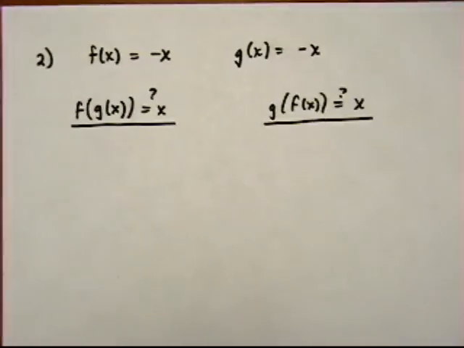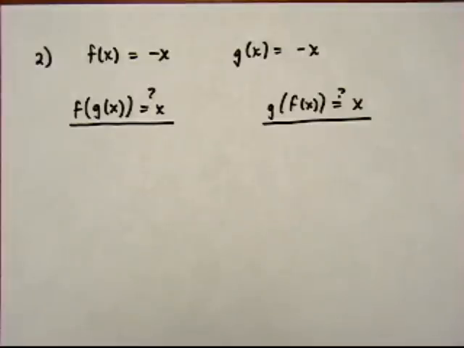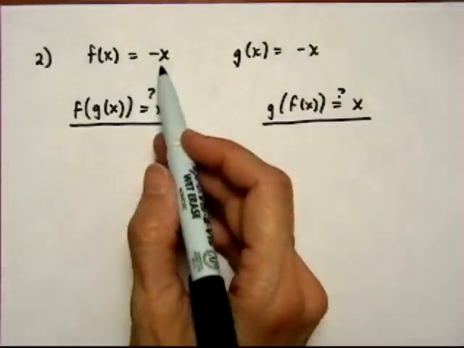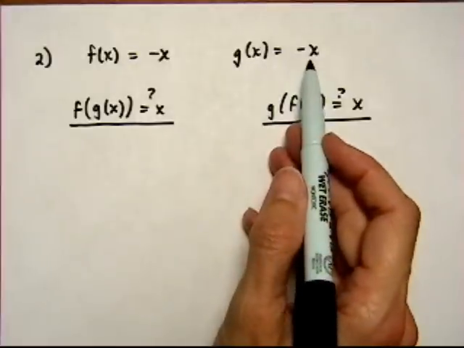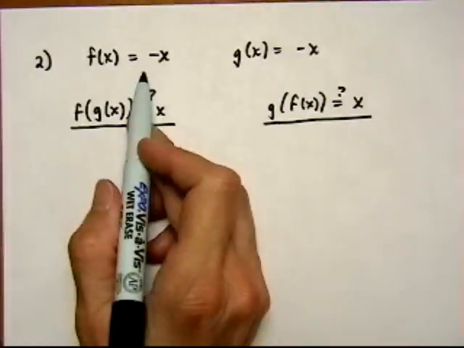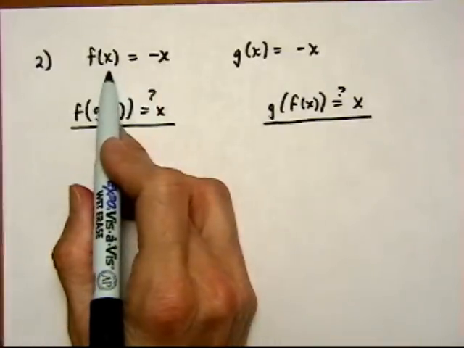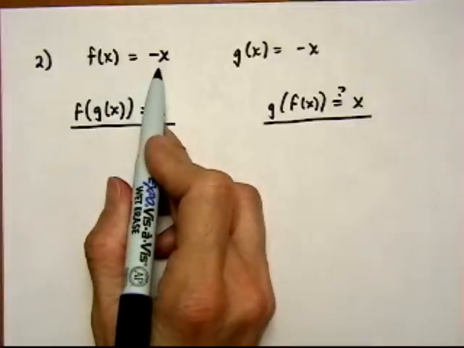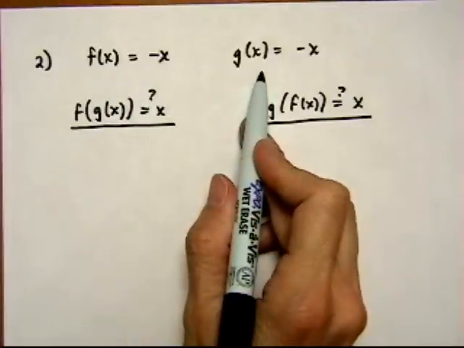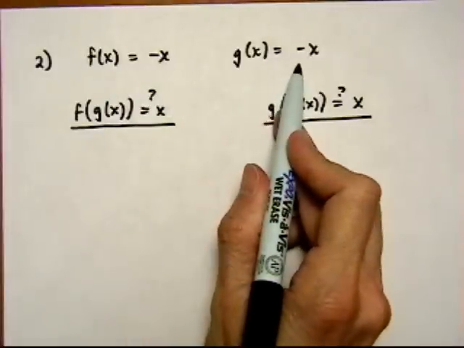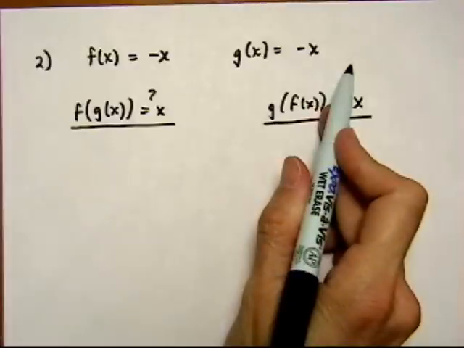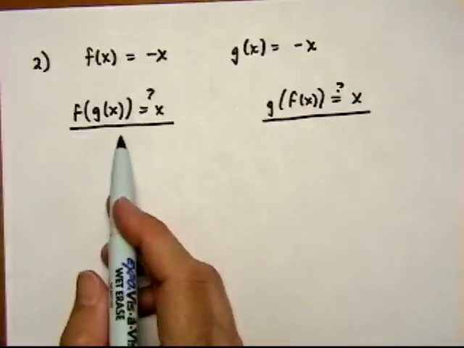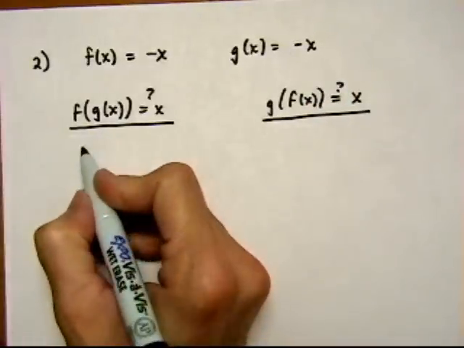Alright, let's do one more problem. F of x is negative x and g of x is negative x. Alright, so thinking about that with numbers, if I put in x is 2, I'm going to get a negative 2 here. If I take that negative 2 and put it in for x here, negative negative 2 is going to be 2 again. So it looks like they're going to undo each other, and let's prove it out algebraically.